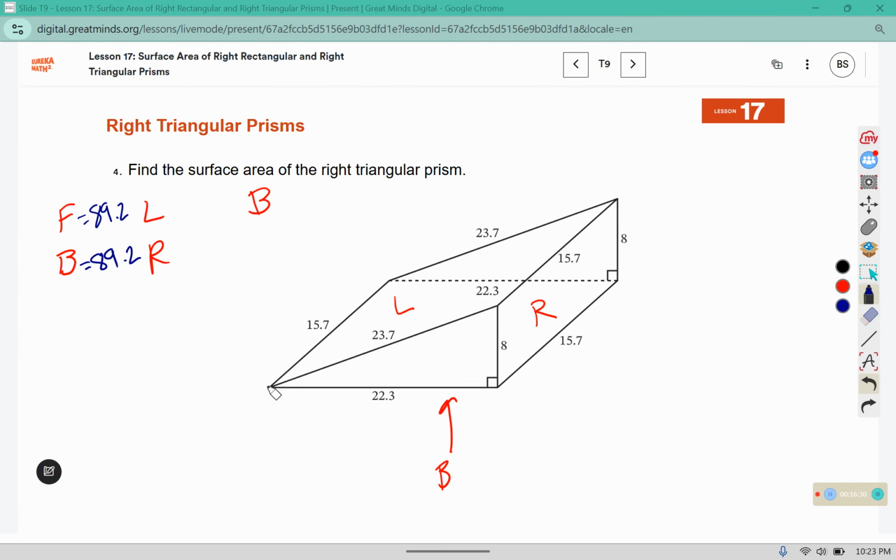This left side is a rectangle that's tilted. It is 15.7 by 23.7. So we will multiply those two values together. It is just a rectangle, so you don't have to divide by anything.